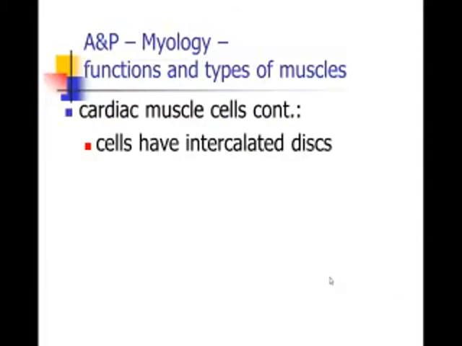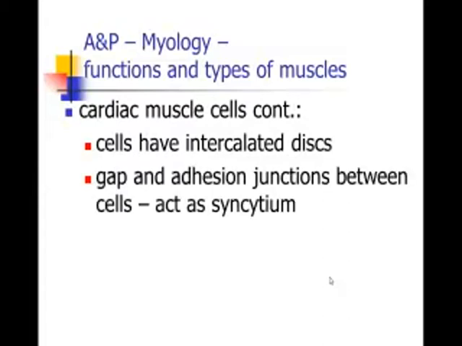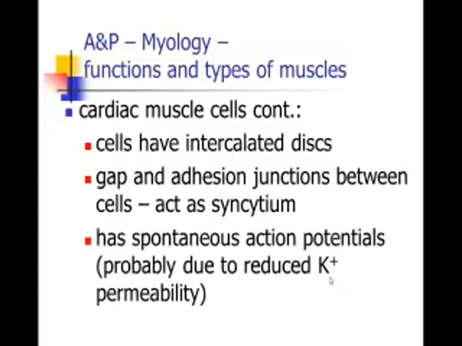Cells are going to have intercalated discs, and these are associations between the cells that allow them to interact. There are both gap and adhesion junctions between the cells, and because of these special associations, all the cells can act as a syncytium. Syncytium simply means that they all do the same thing at the same time. And this coordination is extremely important because it increases the efficiency of cardiac activity.